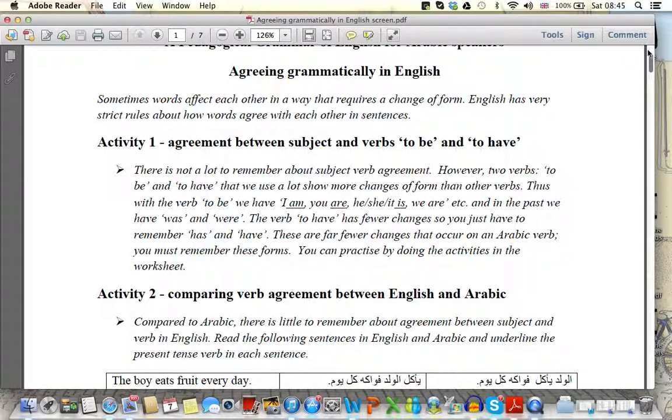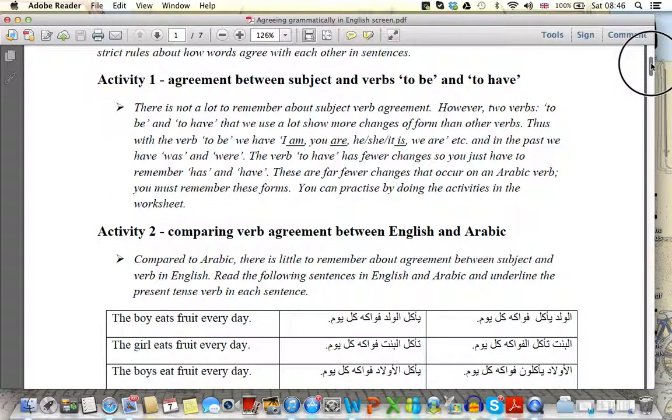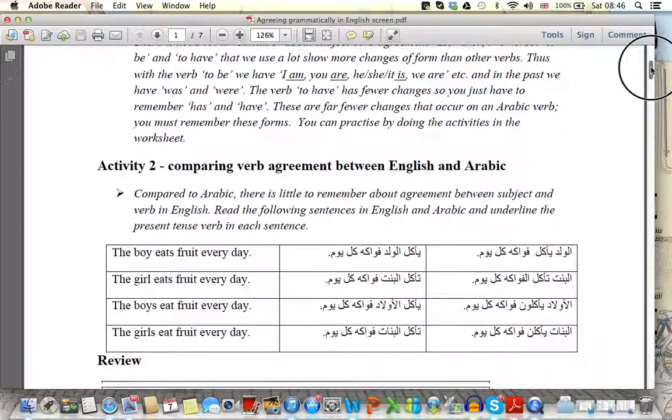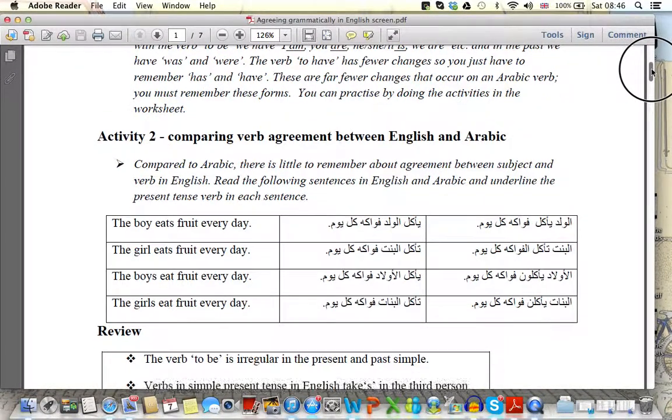The verb to be is what we call an irregular verb in English because of the changes that take place in the present simple. So we have I am, you are, he is, and we are. The verb to have is not quite as irregular. We have has and have, so we just have to remember he has, she has, and it has. However, it's important to remember that there are far fewer changes on the verbs than there are on an Arabic verb. And so we come to the second situation of agreement, which is the present simple in English.